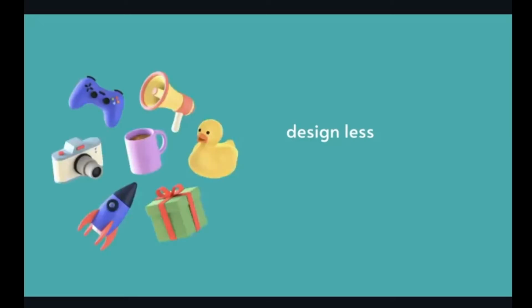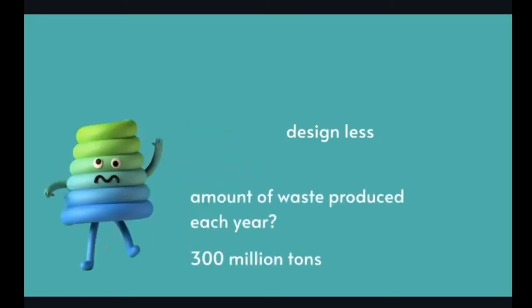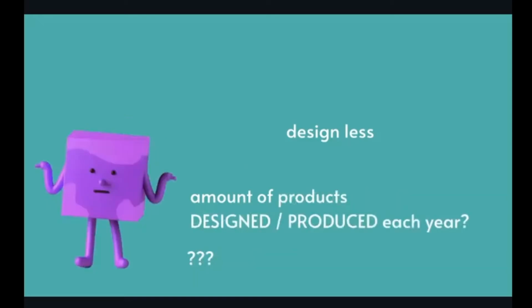Simply put, everywhere you go, everywhere you look, there's a lot of stuff. Wherever you are right now, in this moment, you look around you, there is a lot of stuff. We have designed a lot of stuff everywhere. And this is what's interesting. Do you know what is the amount of waste created each year? 300 million tons of municipal solid waste per year. But what is the number of products designed and produced each year? Nobody knows. Isn't that interesting?